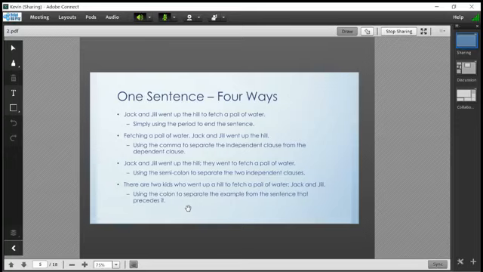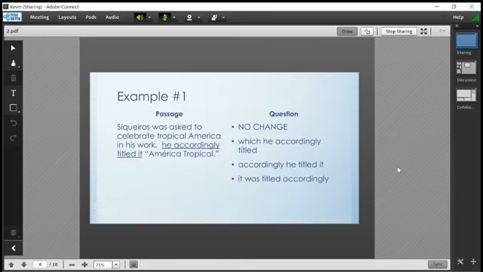However, you have to go with what they give you, and this is a grammatically correct sentence. There are two kids who went up the hill to fetch a pail of water. Who are they? Jack and Jill, because again, that's the example of what came before, of that independent clause that comes before. So let's take a look at our first example.